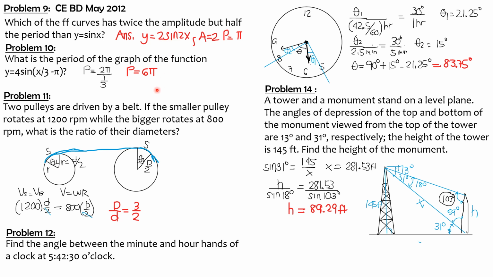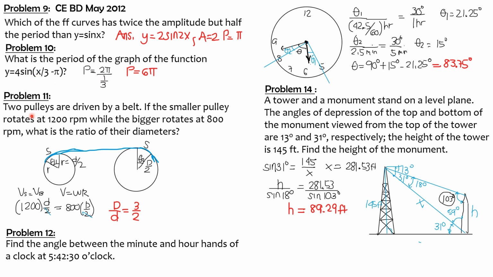What is the period of the graph of the function? Problem 10. 4 sine of quantity x over 3 minus pi. So the period is 2 pi divided by the coefficient of x, which is 1/3, and that is 6 pi.